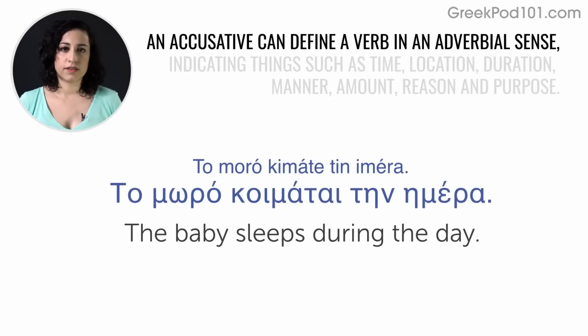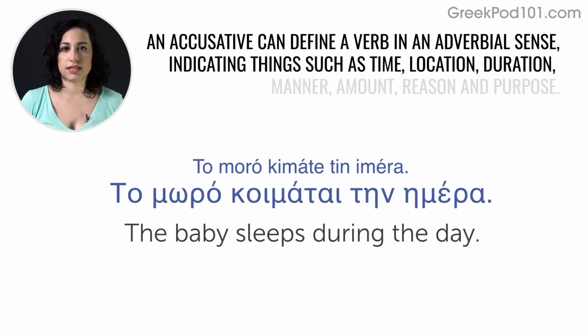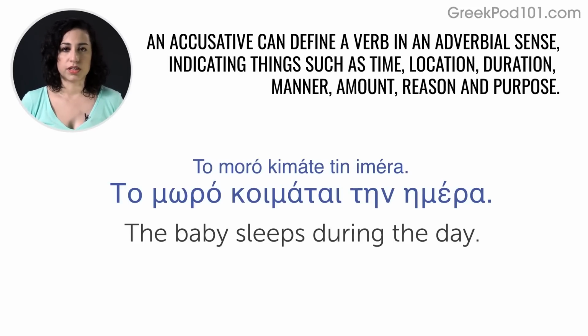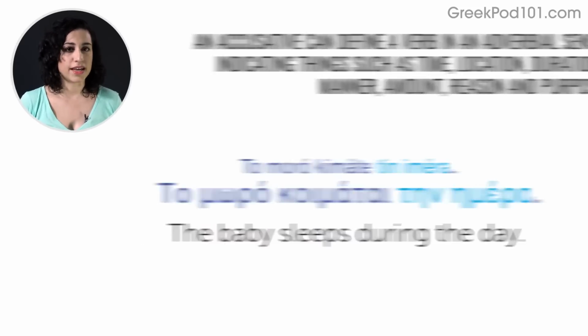Next, an accusative can define a verb in an adverbial sense, indicating things such as time, location, duration, manner, amount, reason, and purpose. For example, το μωρό κοιμάται την ημέρα. The baby sleeps during the day. Here the accusative την ημέρα expresses time, answering the question of when.